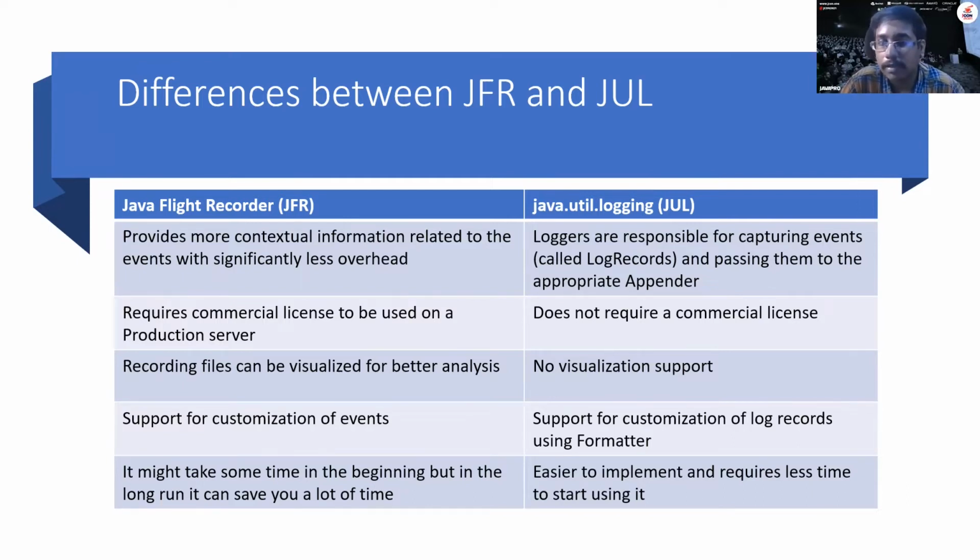But when it comes to saving time and better identification of issues from a long-term perspective, I would say Java Flight Recorder could help, although it does take some time to set up in the beginning. Eventually, in the long run, it would definitely be useful. On the other hand, Java util logging requires very little setup time, so one can easily get started. There is no difficulty in the setup, but over the long run it might not prove to be as useful as one may expect. So those were the key differences between JFR and JUL.